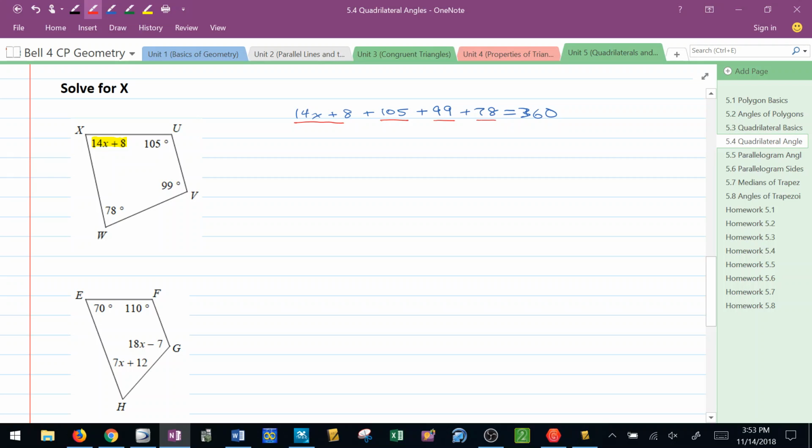Now I want to combine my terms, and I'm using a calculator to help me do the arithmetic. When I combine my like terms, I get 14x plus 290 is equal to 360. How did I get that 290? 8 plus 105 plus 99 plus 78. I subtract 290, I get 14x is equal to 70. I divide by 14, I get x is equal to 5.